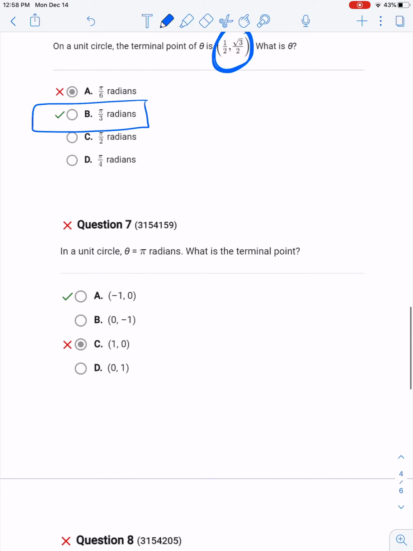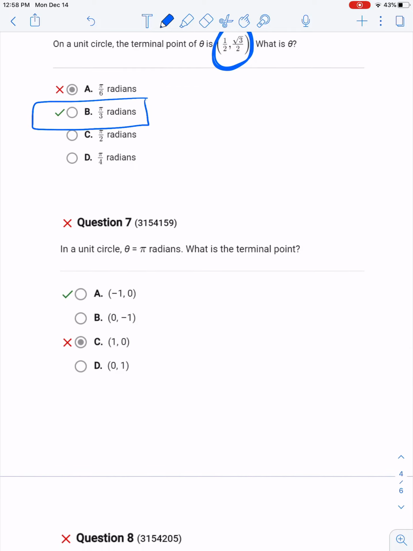Okay. The next one says, in a unit circle, theta equals pi radians. What is the terminal point? Okay, so I kind of know from my unit circle, again, I start at 0, and if I go around pi, that's half a circle. So I want to know what is this point right here. That's going to be the point negative 1, 0.